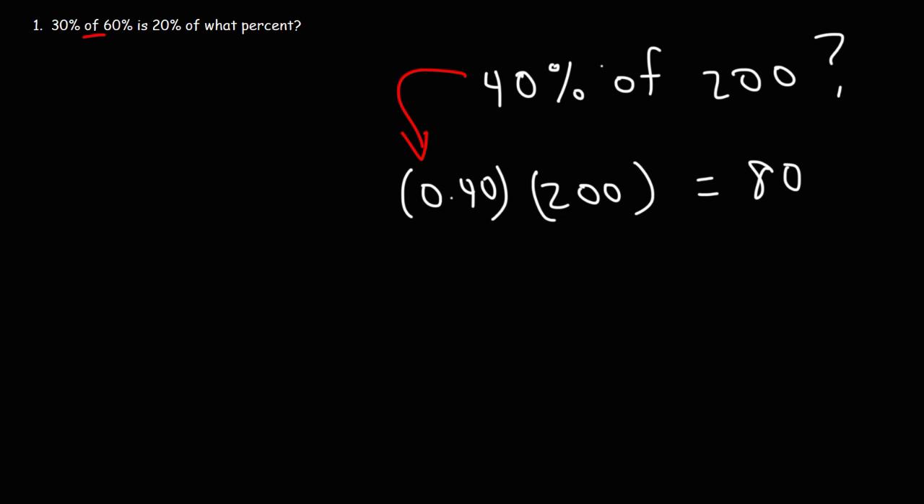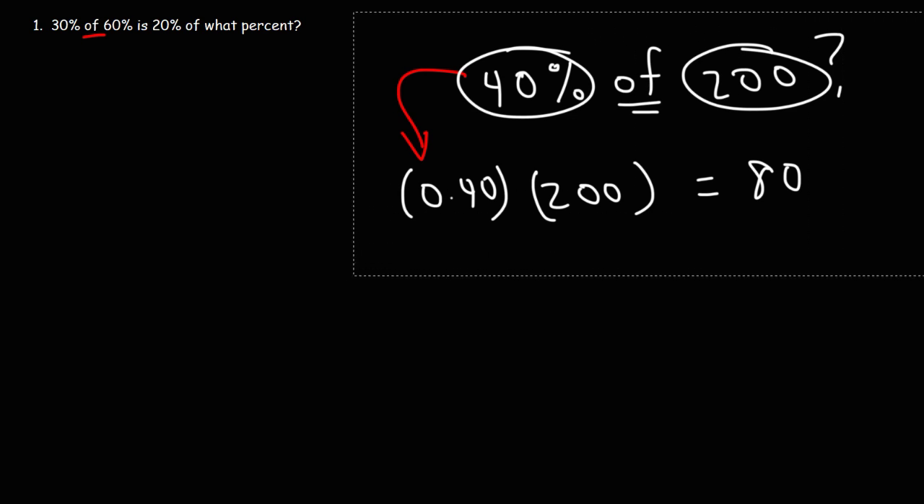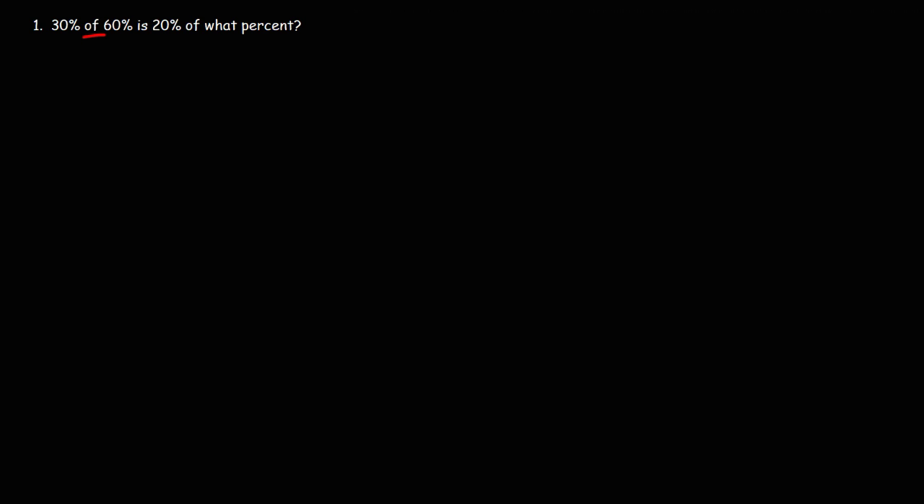So whenever you see the word of, it tells you that you need to multiply. So let's use this in order to solve this particular problem. How can we turn this question into an equation? Well, let's start with the first part, 30% of 60%. What is 30% as a decimal? 30 divided by 100 is 0.30. So 30% is equal to 0.30.